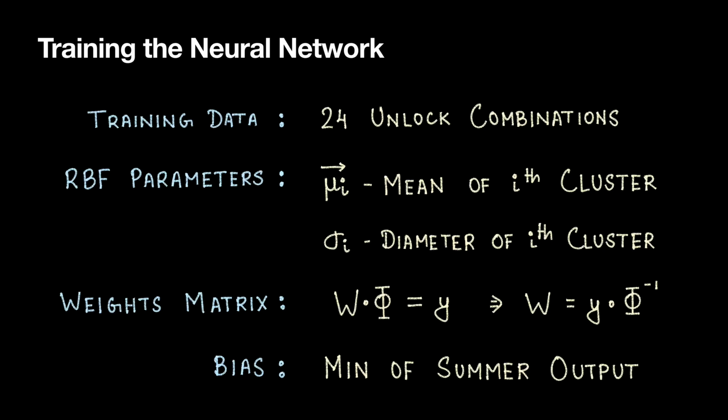Here phi is the 4D outputs from RBF layer for all the input unlock combinations stored column-wise in a matrix, and y is the expected output for the unlock combinations, which is an array of ones. Since phi is not always a square matrix, we take the pseudo-inverse to determine the weights. The bias for the hard limit function is determined by the minimum of summer output for the 24 unlock combinations.